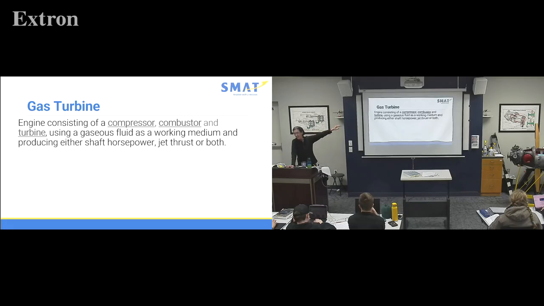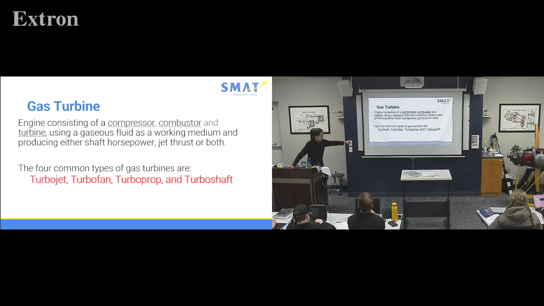Now, of gas turbines, there are four common types. So we went from up here, jets, now we're going to turbines. Now there are four types of turbines. So, we are going to talk about turbojets, turbofans, turboprops, and turboshafts.